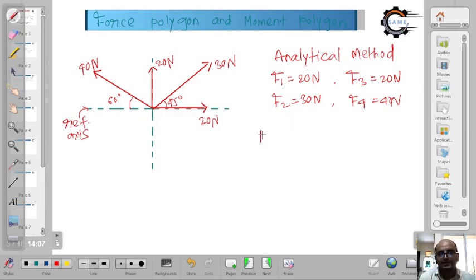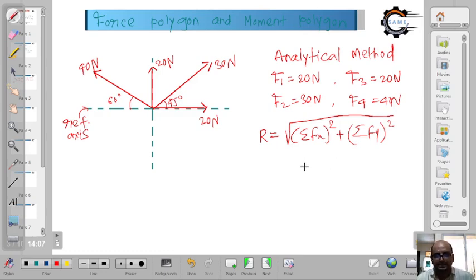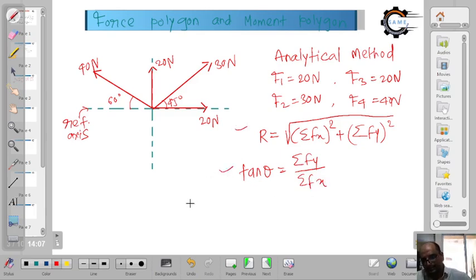First, what we have to do is find the resultant. R is equal to the square root of summation of Fx squared plus summation of Fy squared, okay? Once you find the resultant, you go for the angle of that resultant, that is tan theta equal to summation of Fy divided by summation of Fx. This ratio you have to take. If you do these two things, then your system is said to be balanced, right? The equation is given, the angles are given, you can easily do this calculation, and find the resultant and its angle and locate it accordingly. This is how the force polygon and moment polygon work, right?